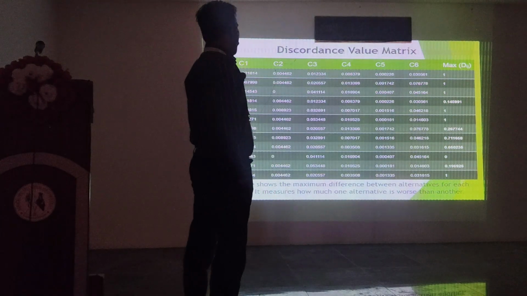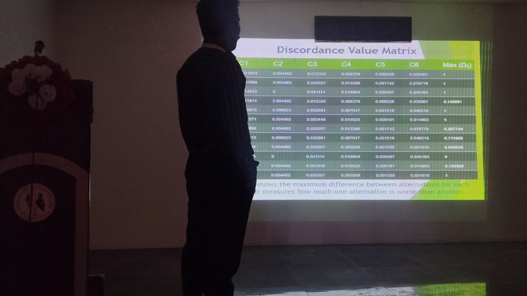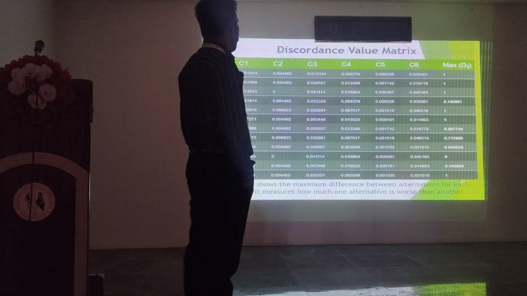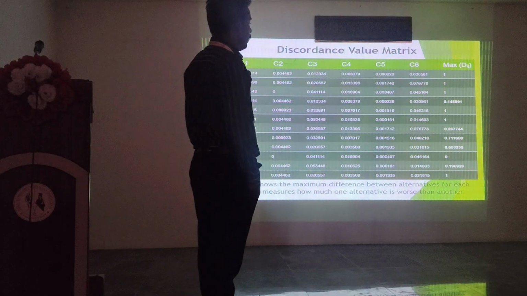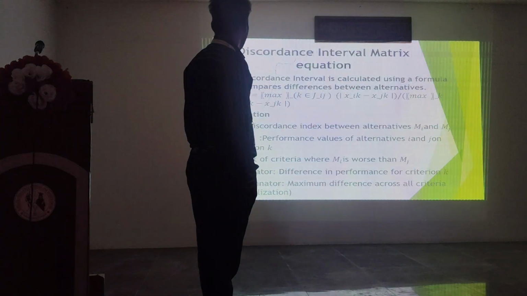This table shows the maximum difference between alternatives for each criterion. It measures how much one alternative is worse than another. Next.